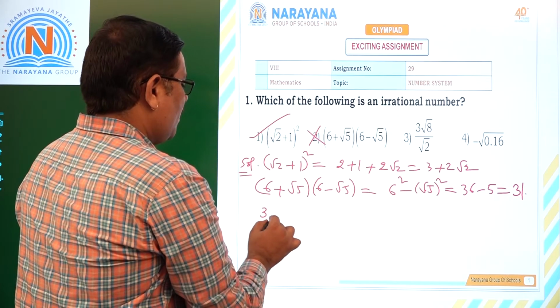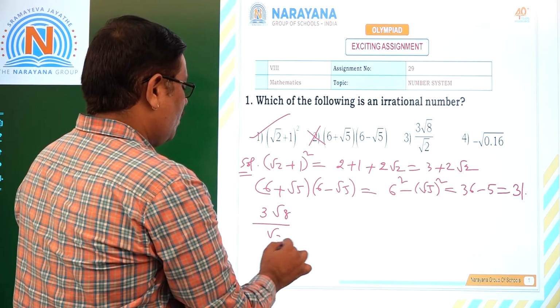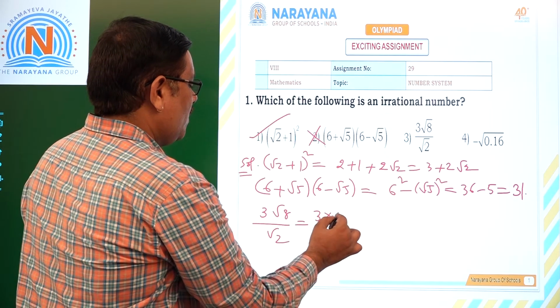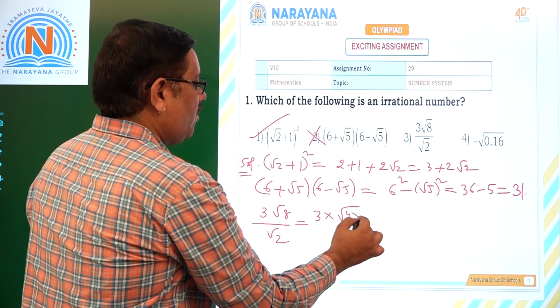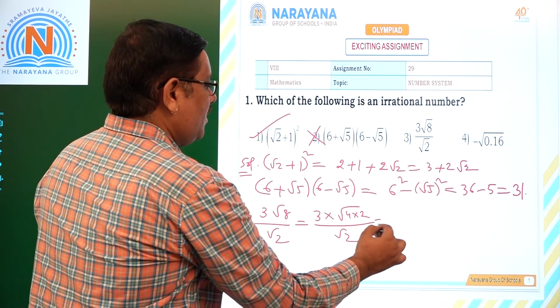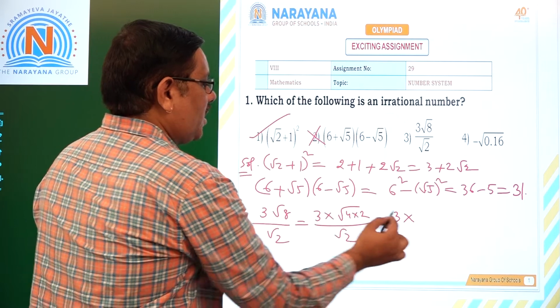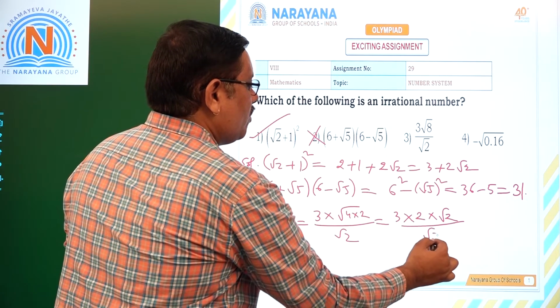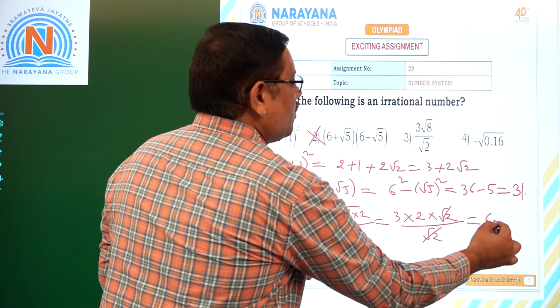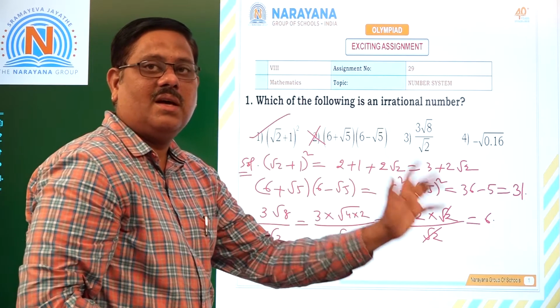Third one is 3 root 8 by root 2. We can write it as 3 into root 4, because root 8 can be written as root over 4 into 2, by root 2. That is otherwise 3 into root 4 can be written as 2, and root 2 remains in the same position. Root 2 cancels. That is going to be 6. 3 twos are 6, which is rational.